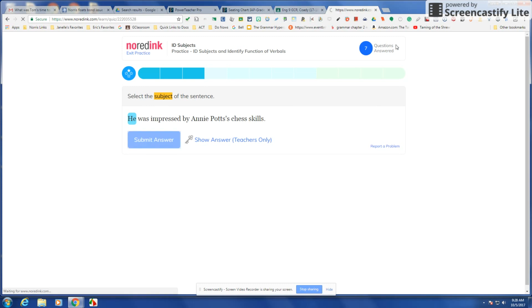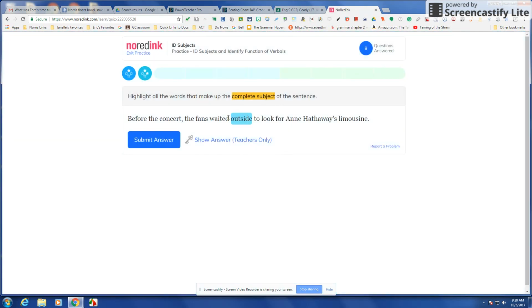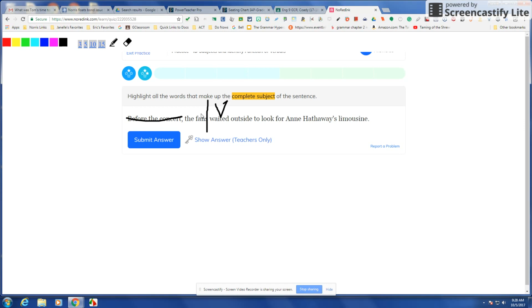Probably about 3 or 4 more. Before the concert, can't be there. The fans waited. Draw that line. Waited is your verb, so the complete subject is the fans.